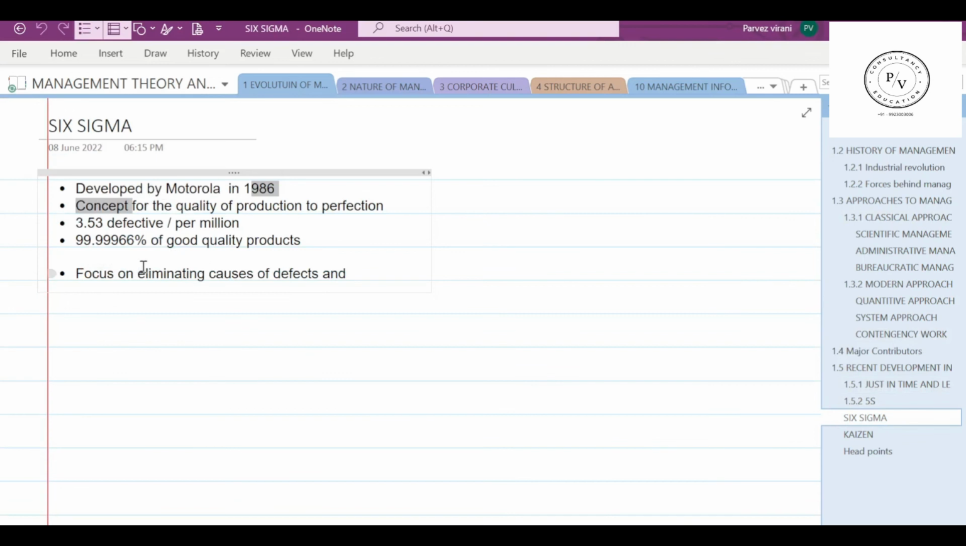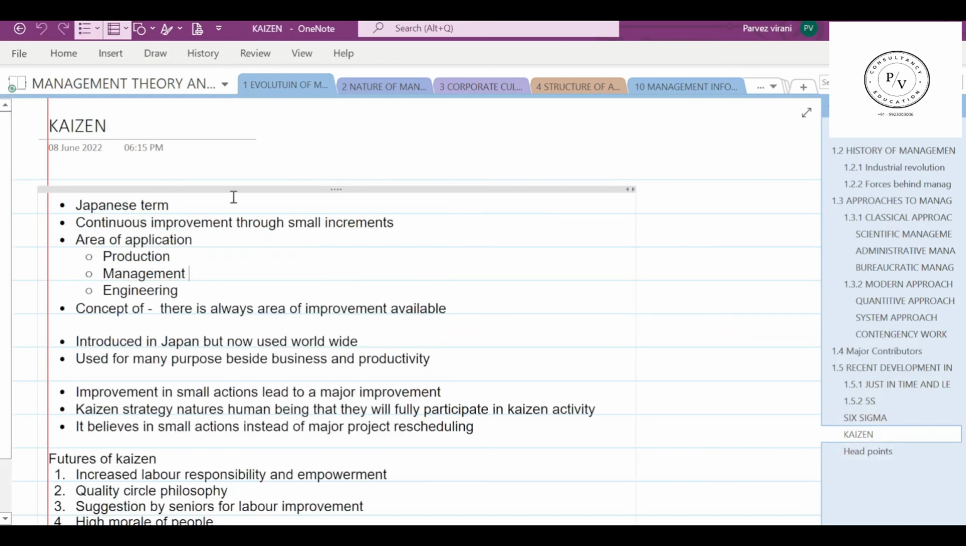Okay, let's go to Six Sigma. Well, there is a very brief introduction of Six Sigma here. Six Sigma was basically developed by Motorola in 1986. The concept is quality production to perfection. 3.4 defects per million is acceptable in Six Sigma, not above that. That means 99.99966% good quality products need to be produced. It focuses on eliminating the causes of defects. That is Six Sigma. Let's come to Kaizen.